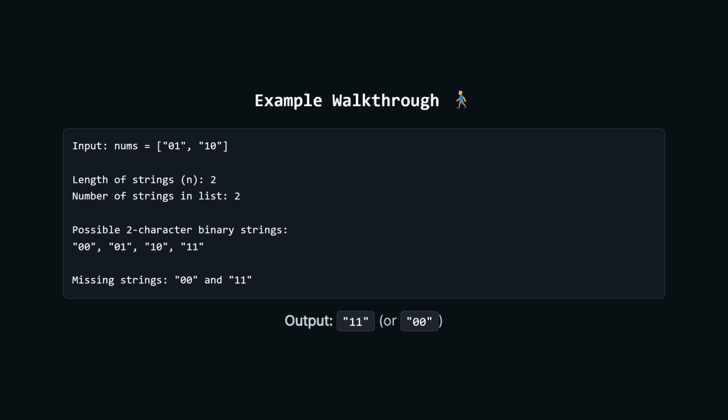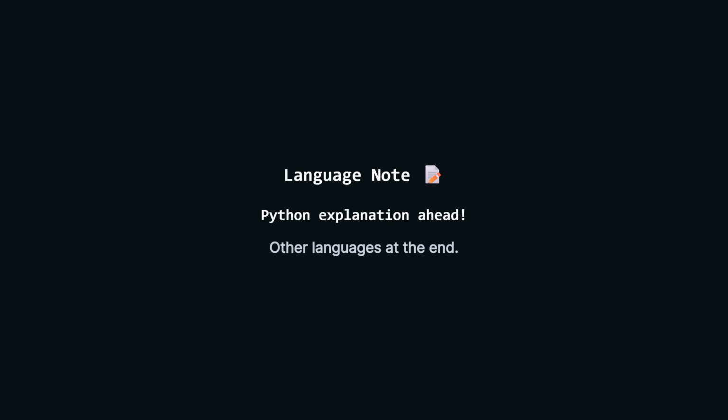Let's look at a quick example. If our list has 01 and 10, the length n is 2. We need a two-character string made of zeros and ones that isn't in there. If we think about all possible two-character strings, we have 00, 01, 10, and 11. The strings 00 and 11 are both missing from our input list, so returning either of those would be perfectly correct.